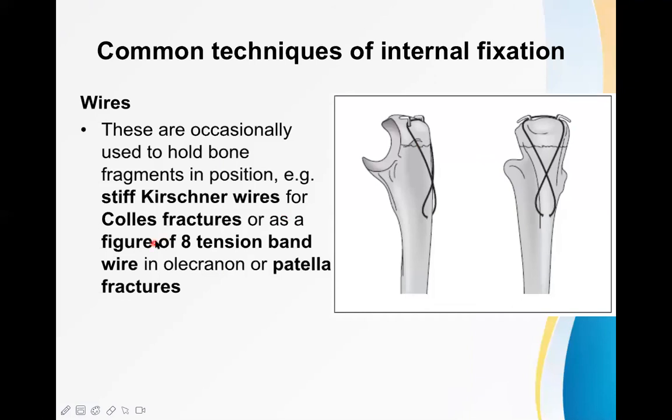It is also used for Colles fracture or as a figure of 8 tension band in case of olecranon or patella fracture. So in this picture, there is an olecranon fracture shown, but patella fracture and even Colles fracture. Colles fracture is fracture of the distal end of the radius bone. It's a very important fracture we are going to talk about later on. All of these can be managed by wire application.